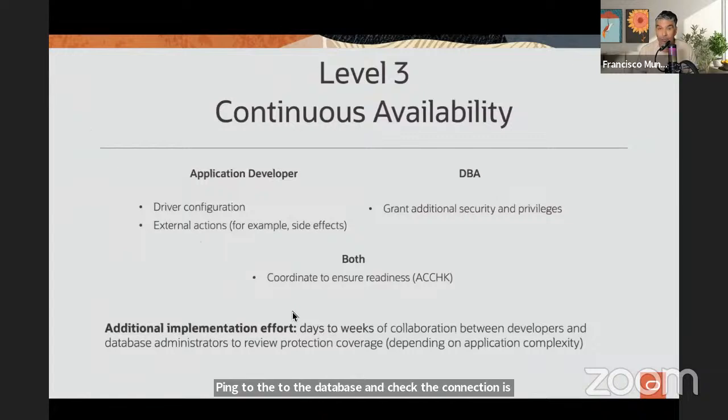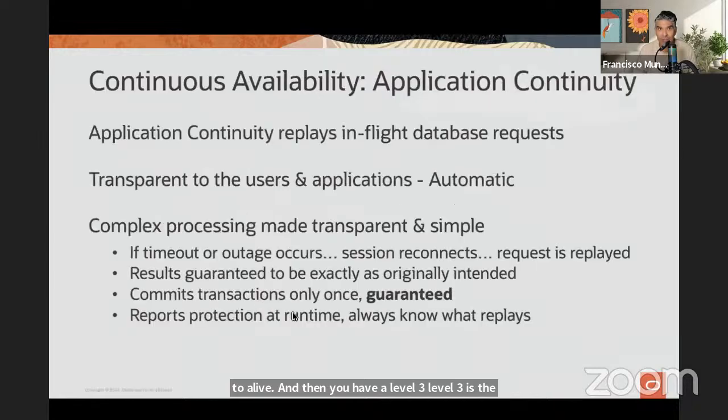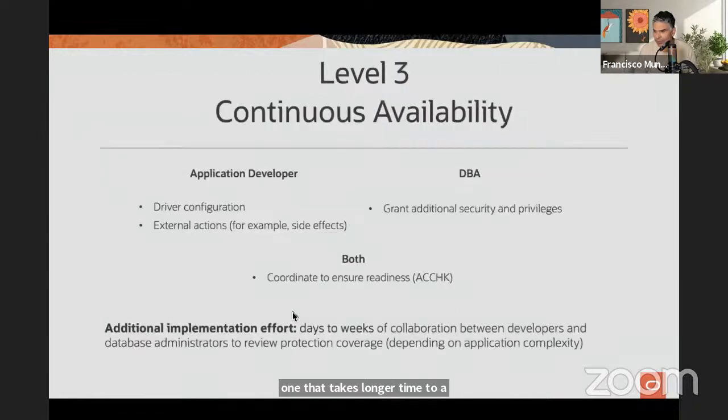And then you have level 3. Level 3 is the one that takes longer to work with. Level 3 is basically continuous availability. It's like when the developers have a lot of work to do, the DBA also has a lot of work to do.